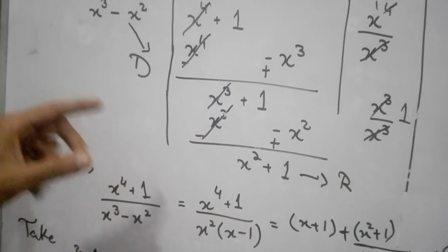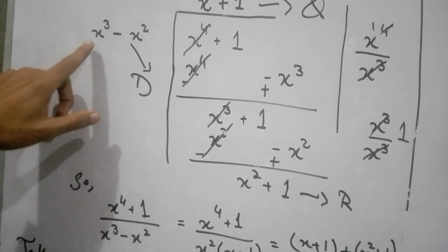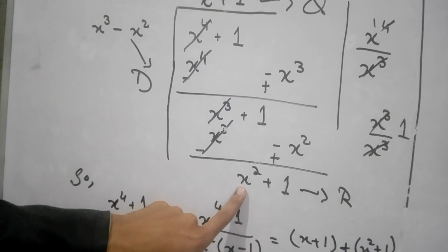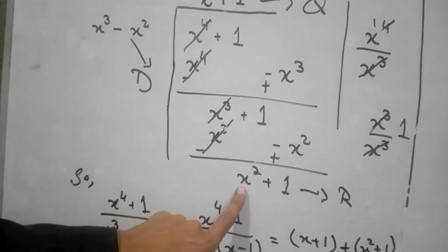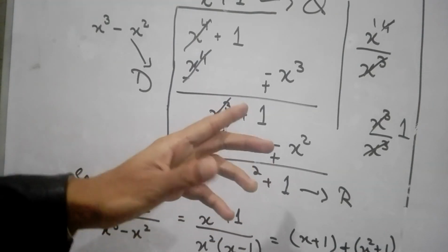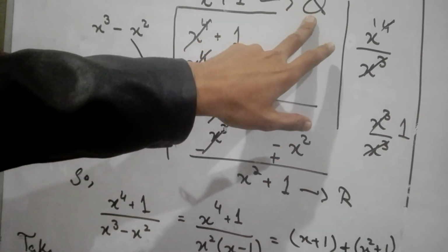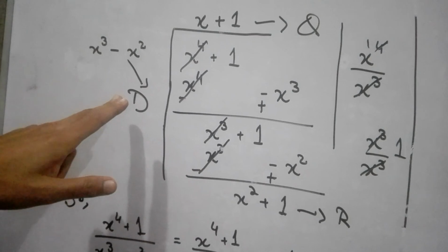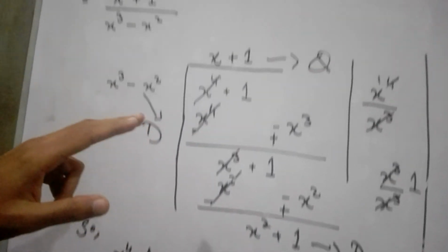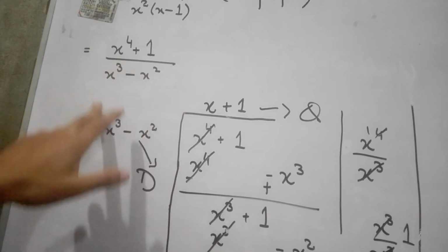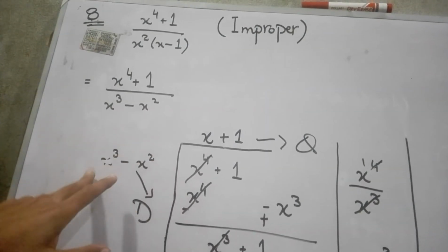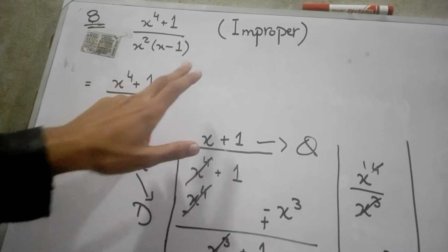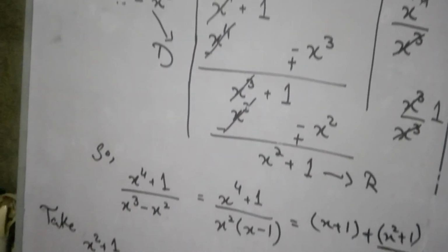The reason is quite obvious. The degree of the divisor is 3 while the degree of the remainder is 2. So we write the formula, and we know that the formula is quotient plus remainder over divisor. So the actual amount, (x^4 + 1) over (x^3 minus x^2), and what was x^3 minus x^2? It was x^2 into (x minus 1), so we are going to write it that way.